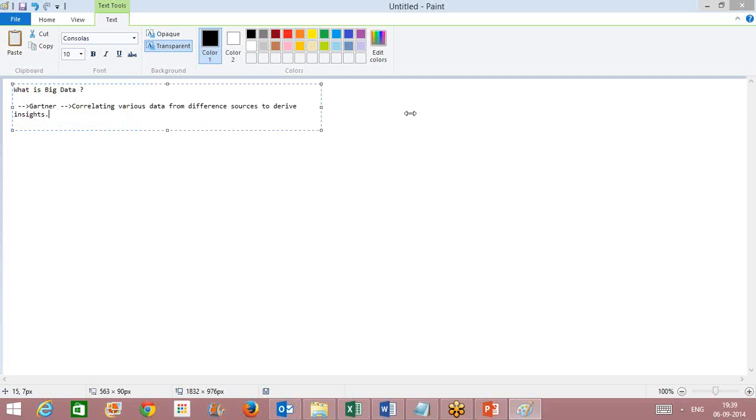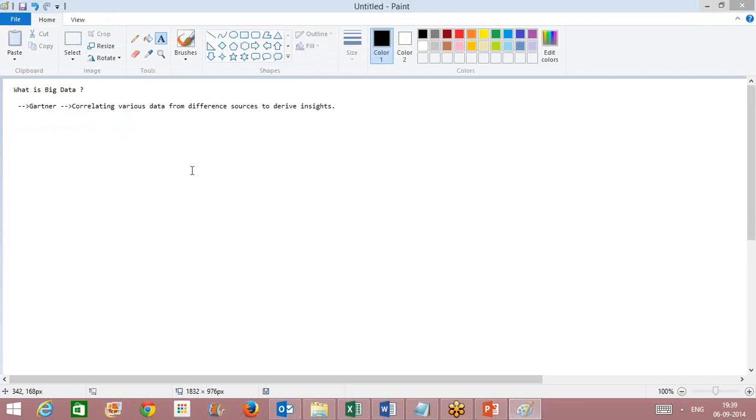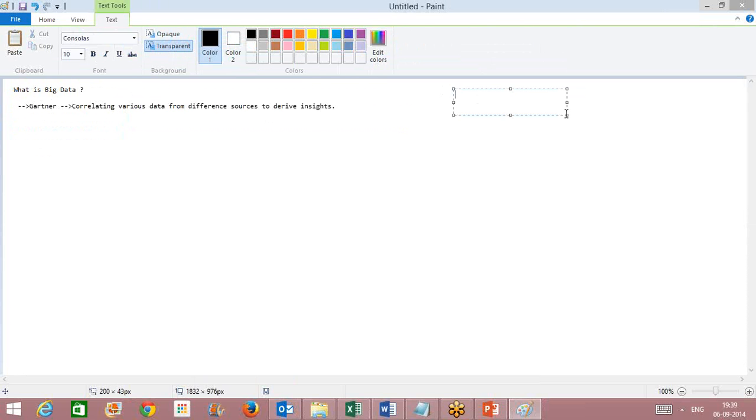Okay, so this is what Gartner has called out, and this is one good way of defining big data. But let's take a simple example, some of the examples where we have seen big data working. One company wants to find out why my customer is churning, or why my customer is going away from me.